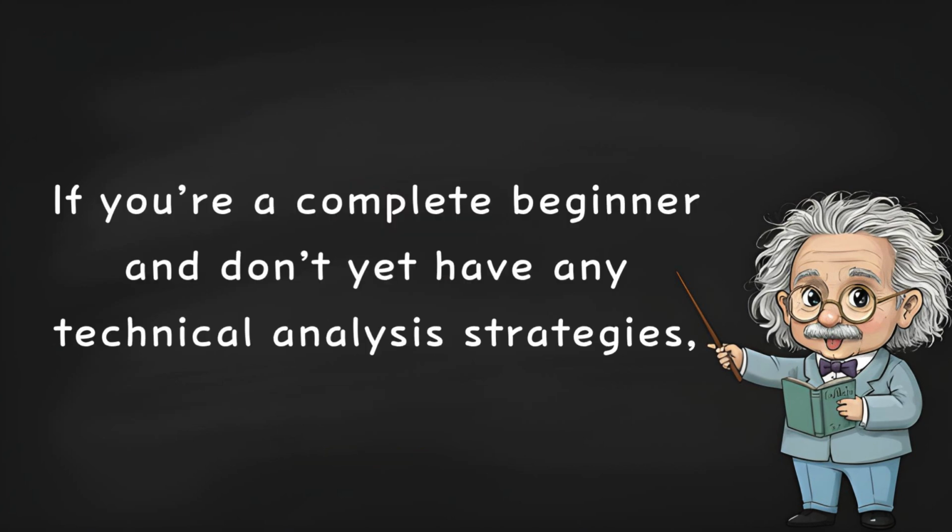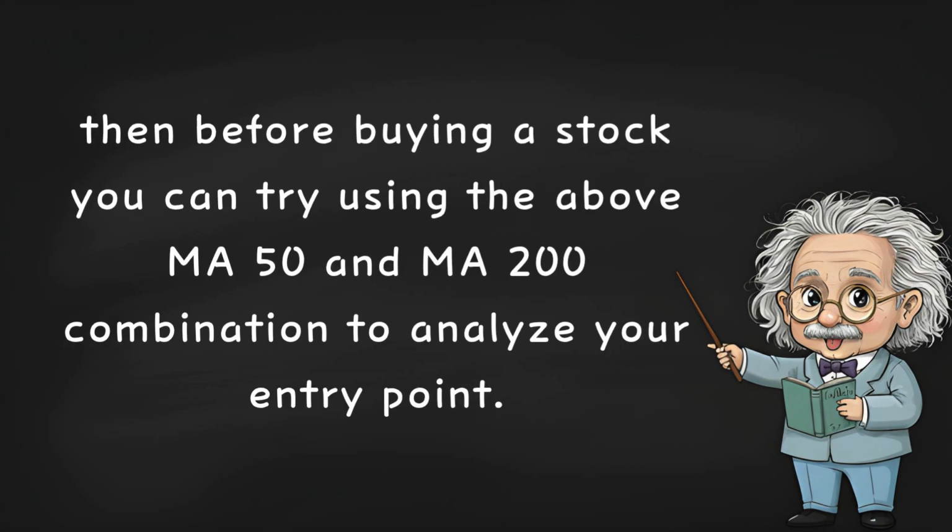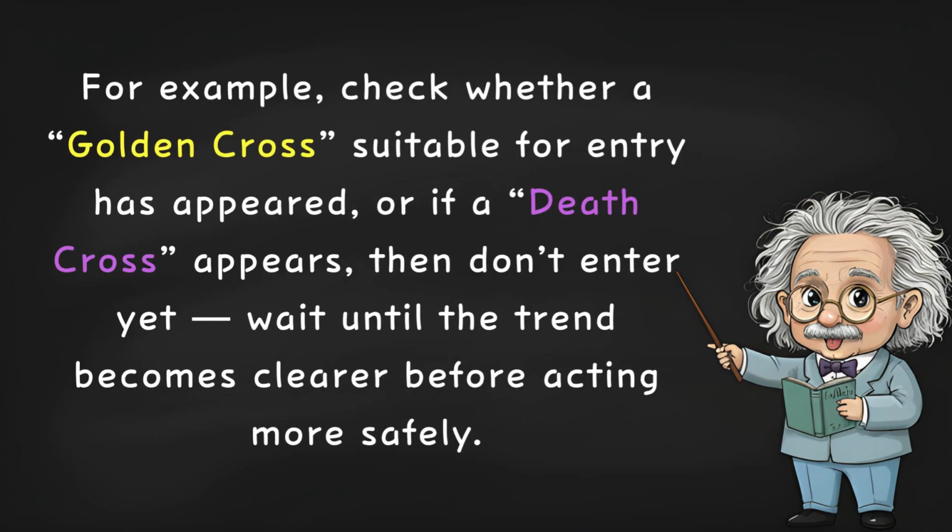If you're a complete beginner and don't yet have any technical analysis strategies, then before buying a stock, you can try using the above MA 50 and MA 200 combination to analyze your entry point. For example, check whether a golden cross suitable for entry has appeared, or if a death cross appears. Then don't enter yet. Wait until the trend becomes clearer before acting more safely.